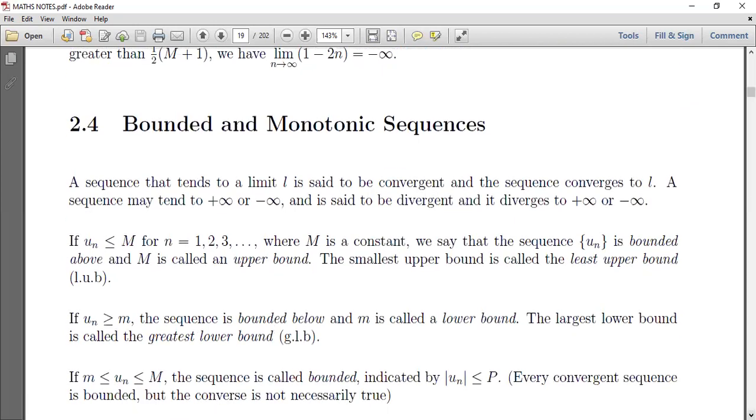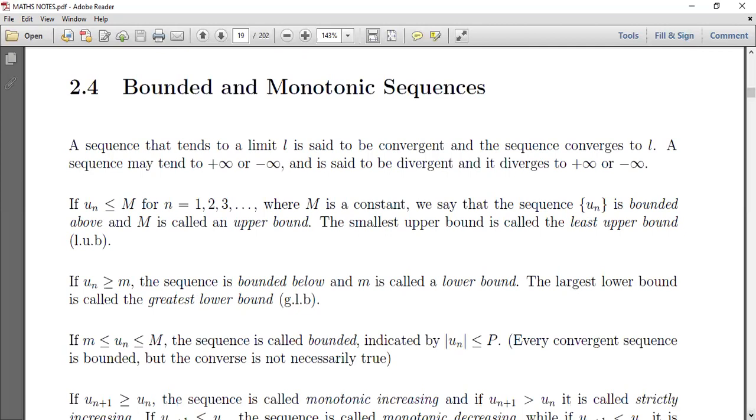Bounded and monotonic sequences. If a sequence tends to a limit L, it is said to be convergent. I have explained that. A sequence which converges to L is convergent, while a sequence which tends to positive or negative infinity is said to be divergent. That is, if it diverges to plus infinity or to minus infinity.